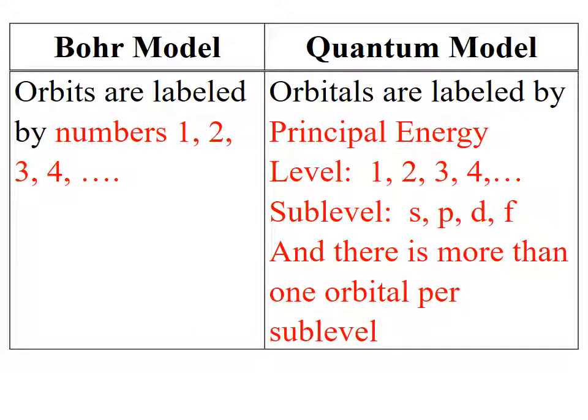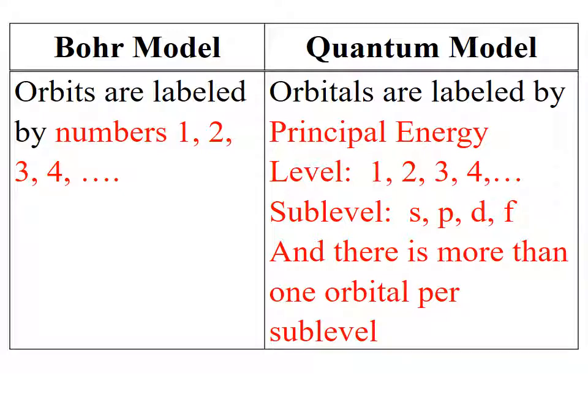So we're going to come up with something else for S, P, D, and F to stand for, and I'll show you that in a minute. For right now, just look at it as first we have a principal energy level, and then we subdivide that into a sublevel. And then sublevels are once again subdivided because there's more than one orbital per sublevel. So the pattern gets a lot more complicated.